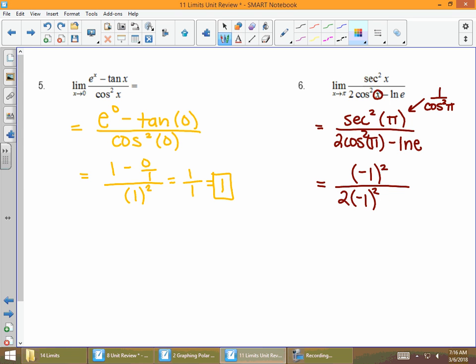And ln of e is 1. Let's see how many 1s we can put in this problem for you. So -1 squared is +1. And the denominator, I have 2 times 1 minus 1. So again, this one also, that mess also comes out to 1.